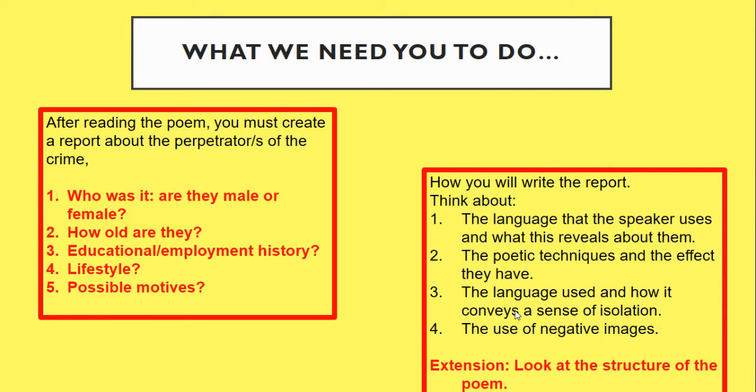So what we need you to do, after reading the poem, is create a report about the perpetrator, the bad person of the crime. So, who are they? Who was it? Are they male? Are they female? How old are they? Are they young, middle-aged, or are they old? What is their education like? Did they go to school? Do they go to school? What is their employment history? Have they ever had a job? What sort of job would they have had?